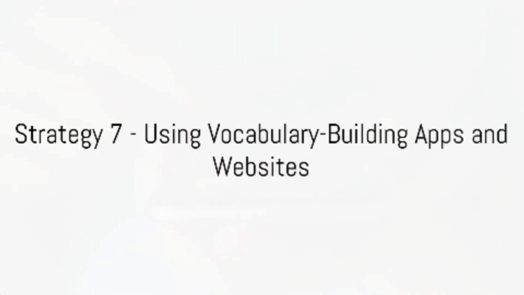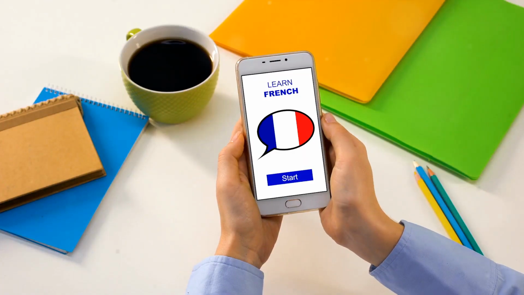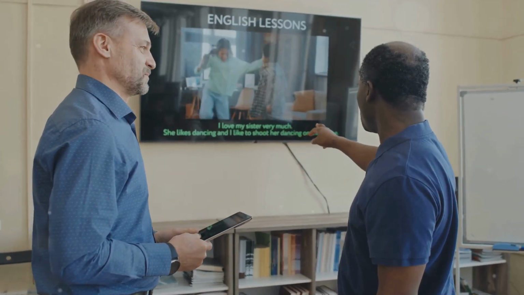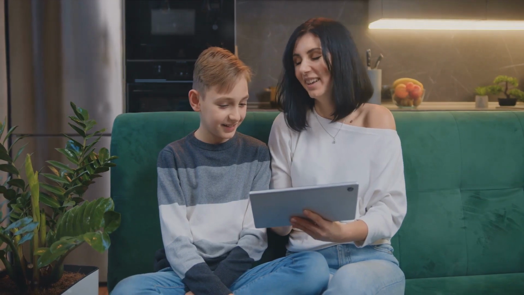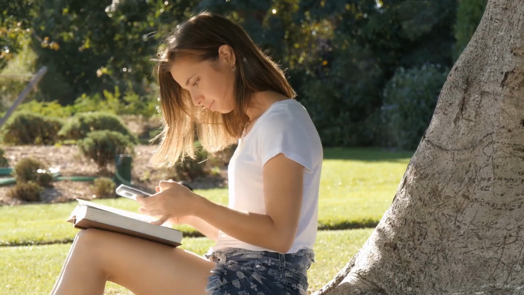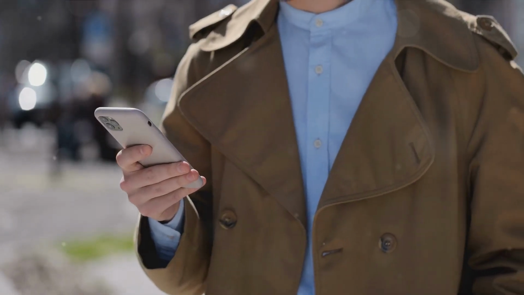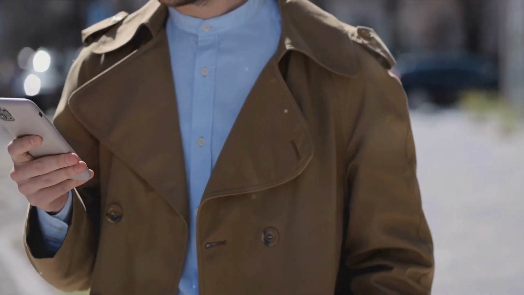Ready for the seventh strategy? The seventh strategy involves using vocabulary-building apps and websites. These tools are designed to make learning new words fun and engaging. They offer interactive activities, quizzes, and games that help you remember and understand the words better. Some of these apps and websites also provide context for each word, making them easier to use in real-life situations. Plus, they're accessible anytime and anywhere, allowing you to learn at your own pace. So, make the most of these resources and expand your vocabulary effortlessly.